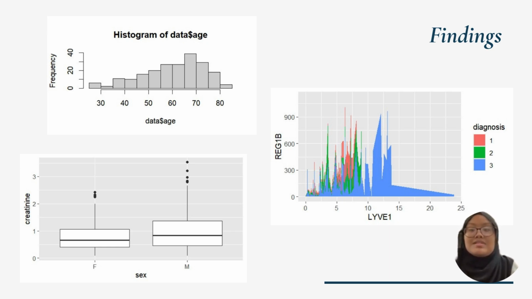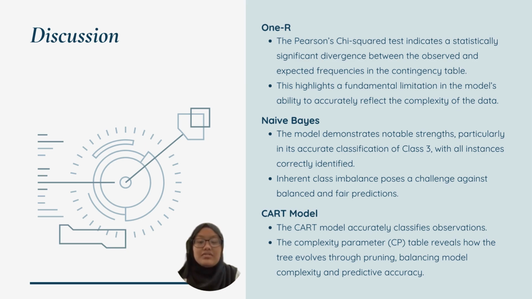The third image is a box plot showing creatinine levels by sex, revealing that males have slightly higher median levels and more high-value outliers compared to females. This visualization collectively highlights the differences in biomarker levels, age distribution, and their interrelationships, which are crucial for data analysis in pancreatic cancer classification. For the discussion, firstly is 1R.